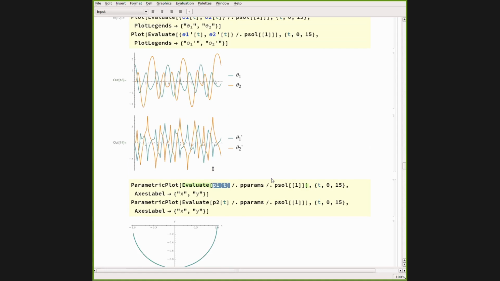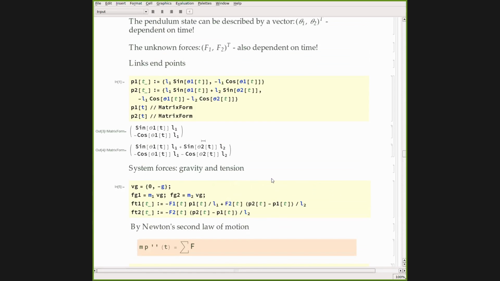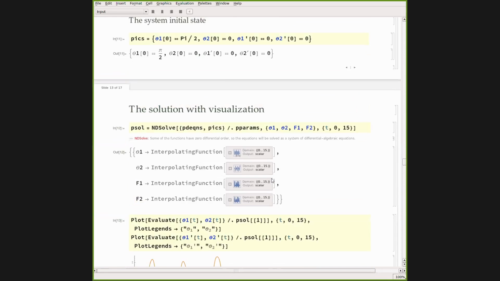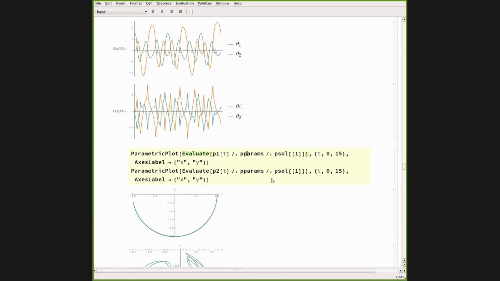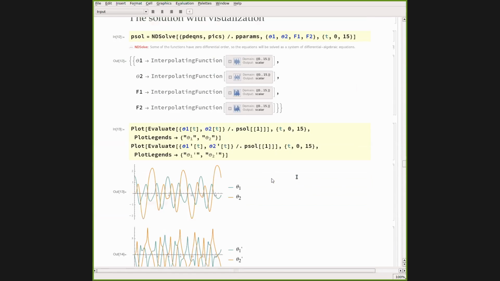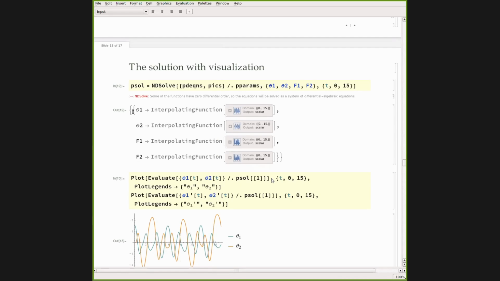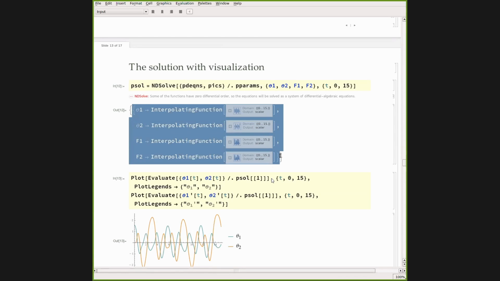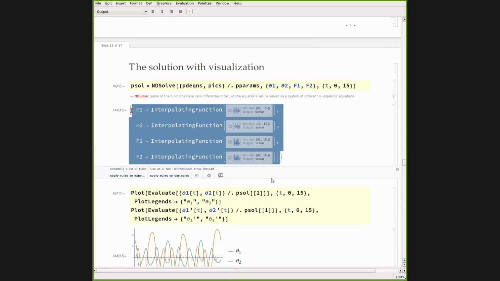And since P1 and P2 were also defined in a parametric way, with these parameters, in this case only the lengths, but anyhow, these are just parameters. To visualize them, I have to substitute these parameters. Then I'm substituting the obtained solution. As you remember, Mathematica, even if there is only one solution, gives it as a list of possible solutions. In this case, with one element. If there were more solutions, they would be added to this list.